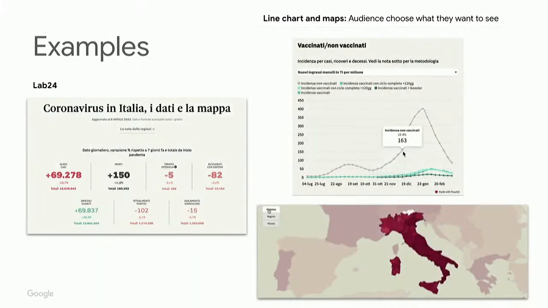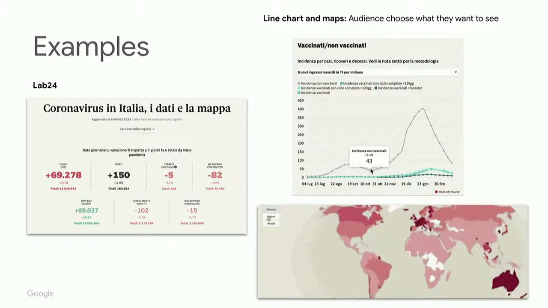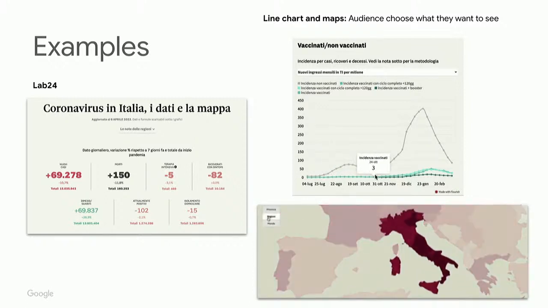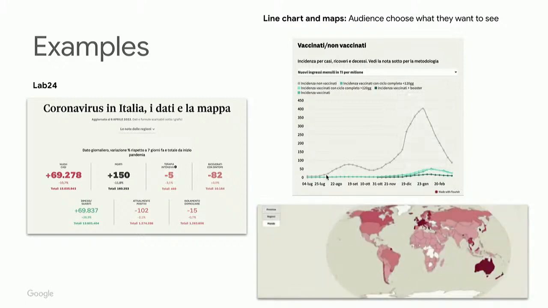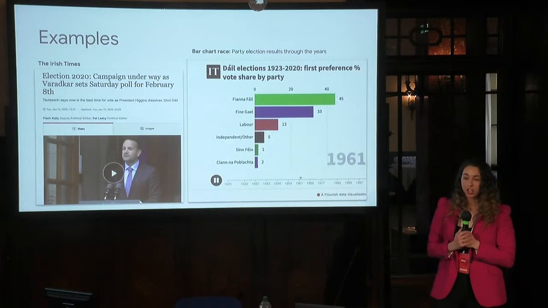Lab 24 here, I've used this because, of course, we're in Italy, and we can see here information about coronavirus, the spread of coronavirus over the past. And you can see the vaccination rates, hospitalized people who were vaccinated and unvaccinated. So you can see these charts can really help us to visualize a story much easier than it might be with text. So just grabbing those audience members that get drawn to that movement, to those images. Here we've got an example from the Irish Times.